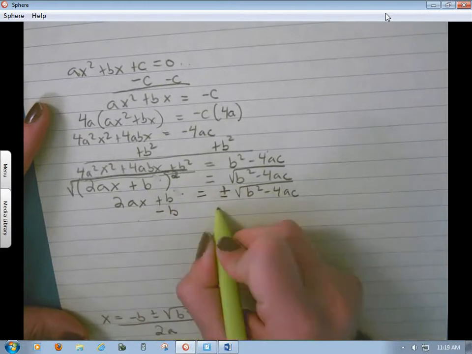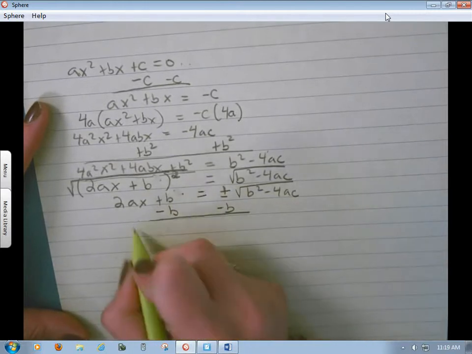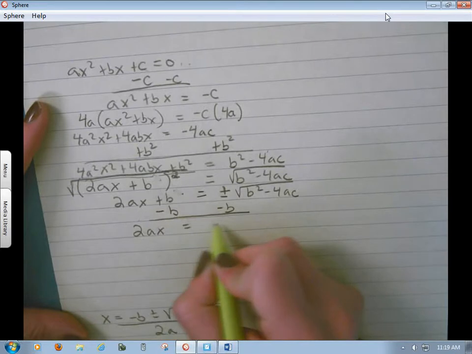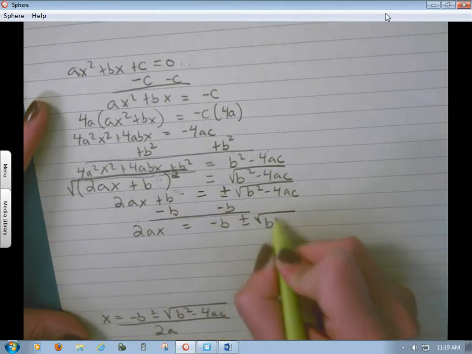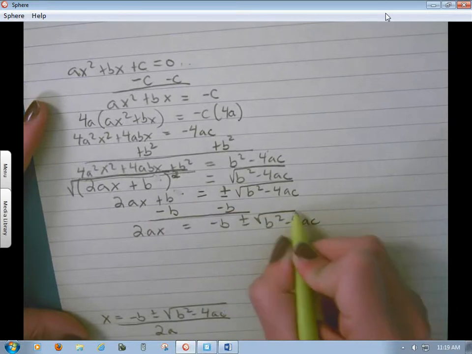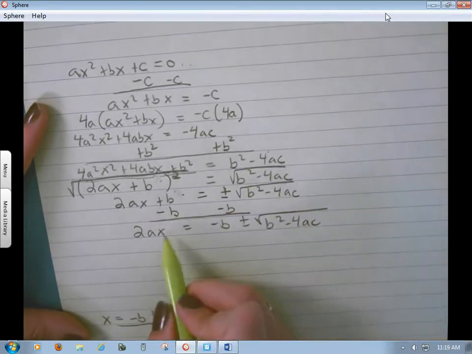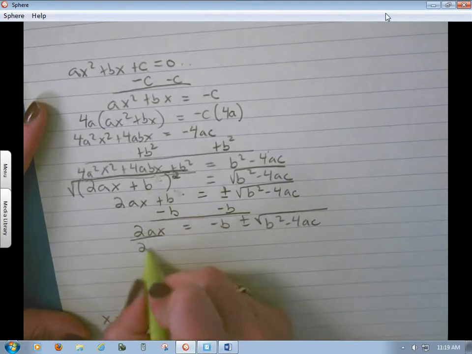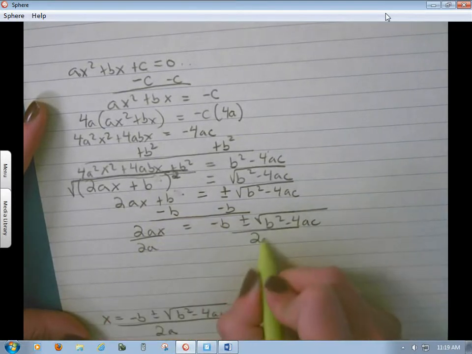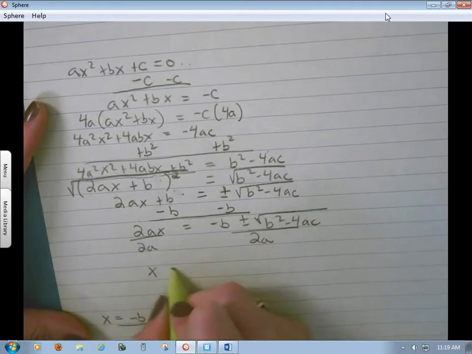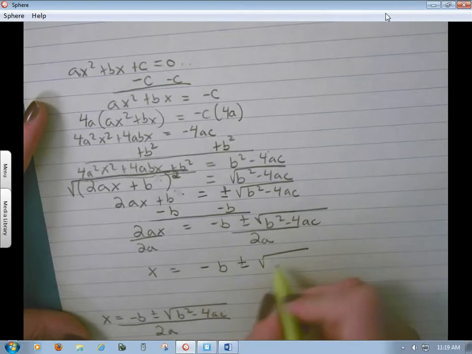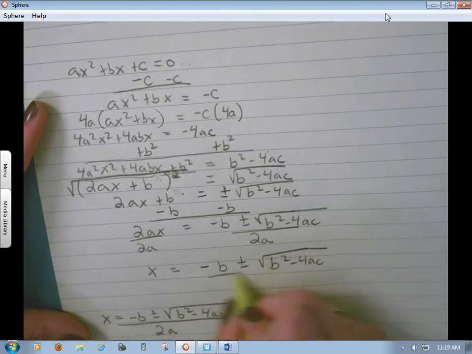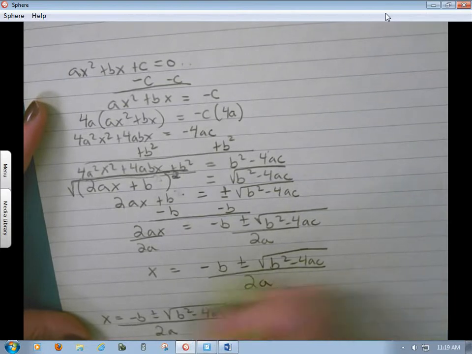Subtract b from both sides. 2ax equals negative b plus or minus the square root of b squared minus 4ac. Now I want to keep the x, move the 2a. So I divide both sides by 2a. X equals negative b plus or minus the square root of b squared minus 4ac, all over 2a.